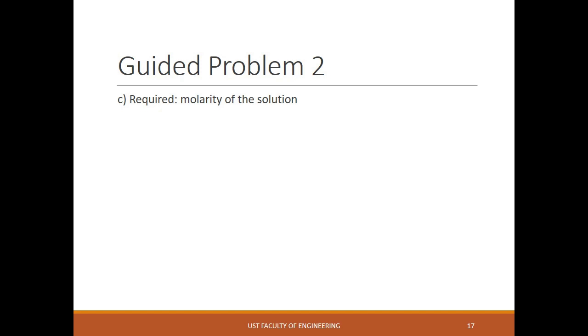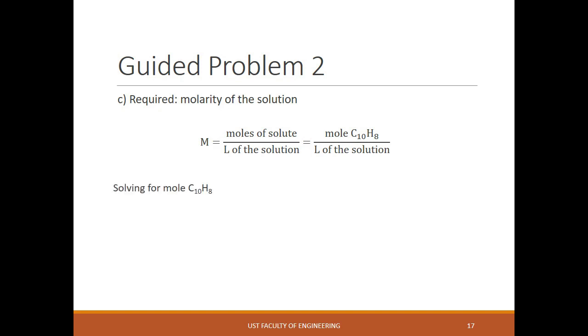To solve for the molarity of the solution, we need to have the moles of solute and the volume in liters of the solution. The moles of naphthalene is not given in the problem. However, we can solve for that using its given mass and molecular weight. The volume of the solution in liters is given by 0.750 liters. To solve for the moles of naphthalene, we divide its mass by its molecular weight, giving us 25 grams divided by 128.18 grams per mole, which is equal to 0.195 moles.